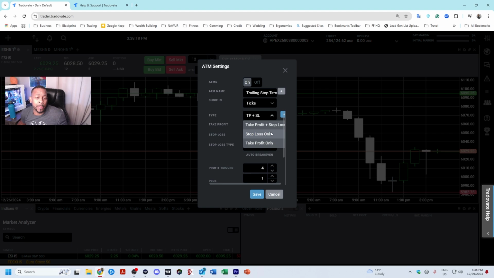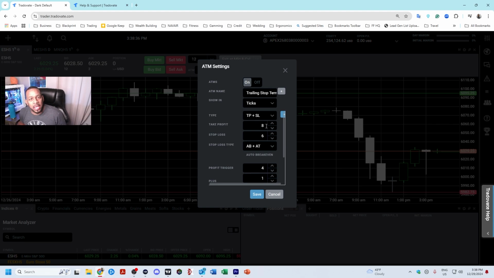If you do this in stop loss only, it only sets your stop loss once you initiate. Take profit only, it sets your limit for, I'm doing bullish, it sets your limit for where you're going to take your profit at, right? So pretty simple, but I want to set my stop loss as well as my take profit.